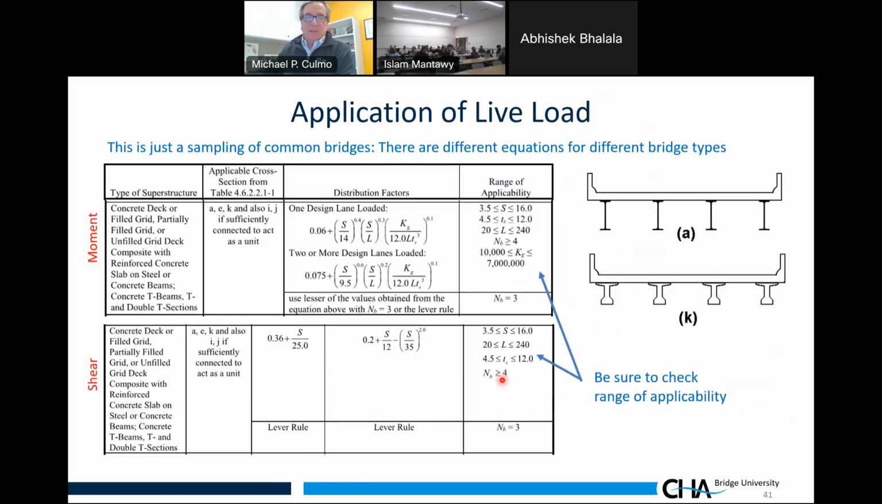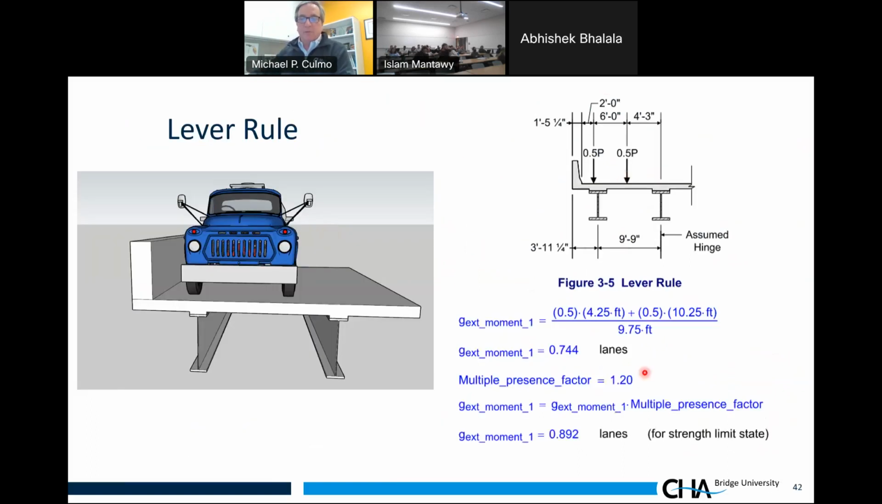Now, back to these equations, I go back a slide, you see that is built into these 2 equations. You don't need to use the 1.2 factor for 1 lane loaded. That distribution factor actually accounts for multiple presence, the 1.2. But if you do a hand calculation, like the lever rule, you should apply the 1.2 multiple presence factor.